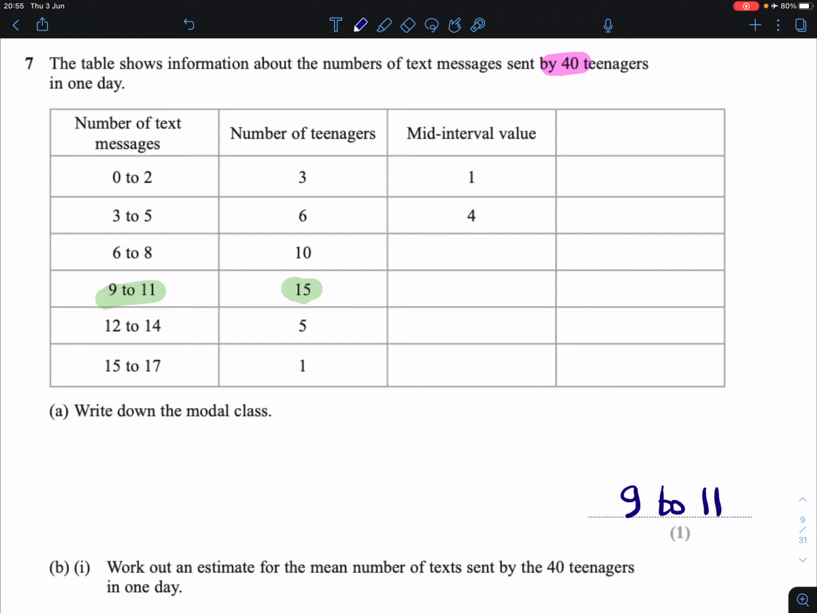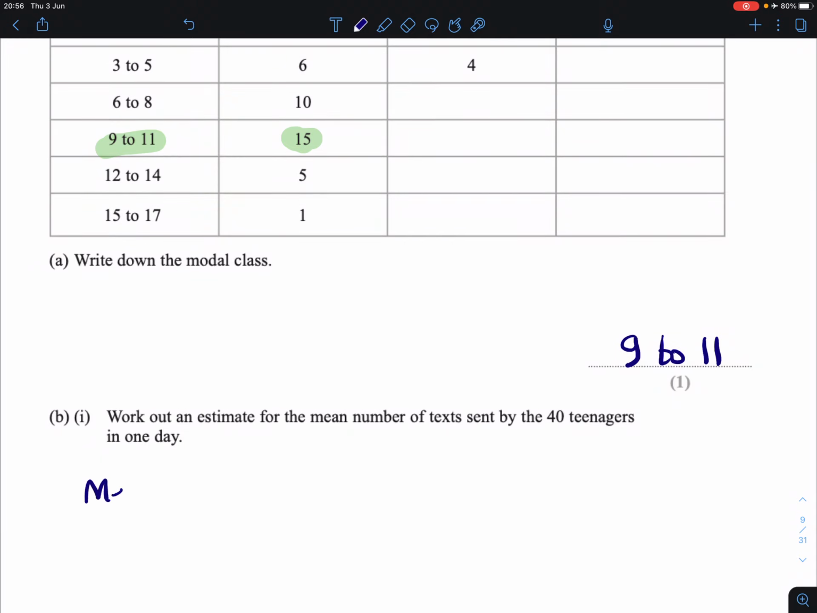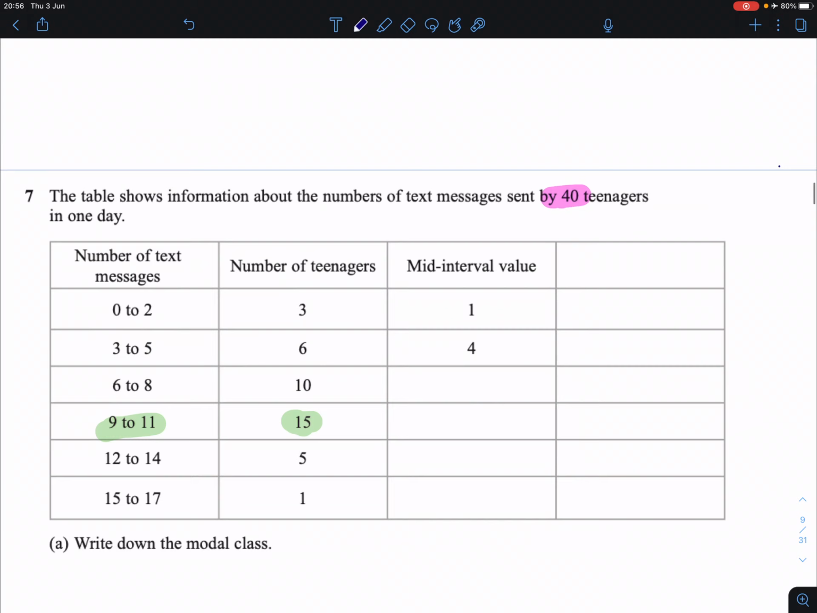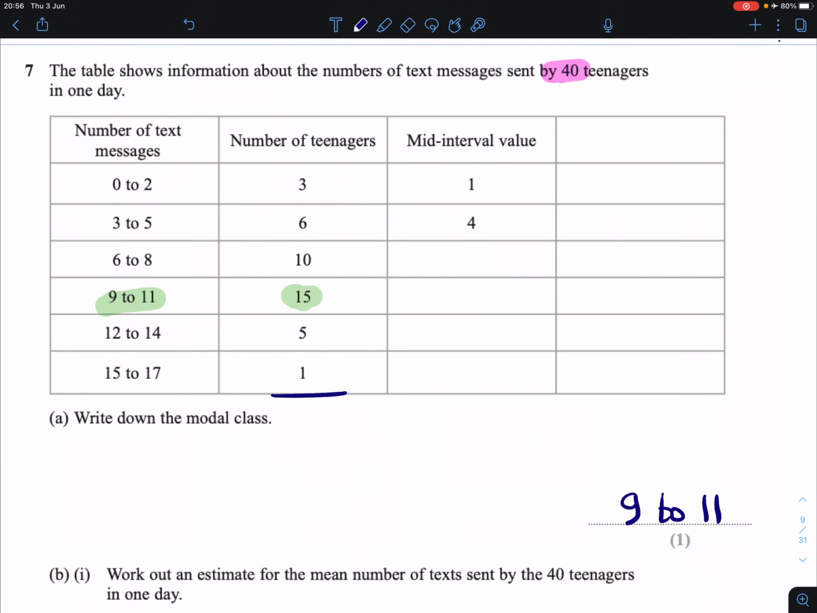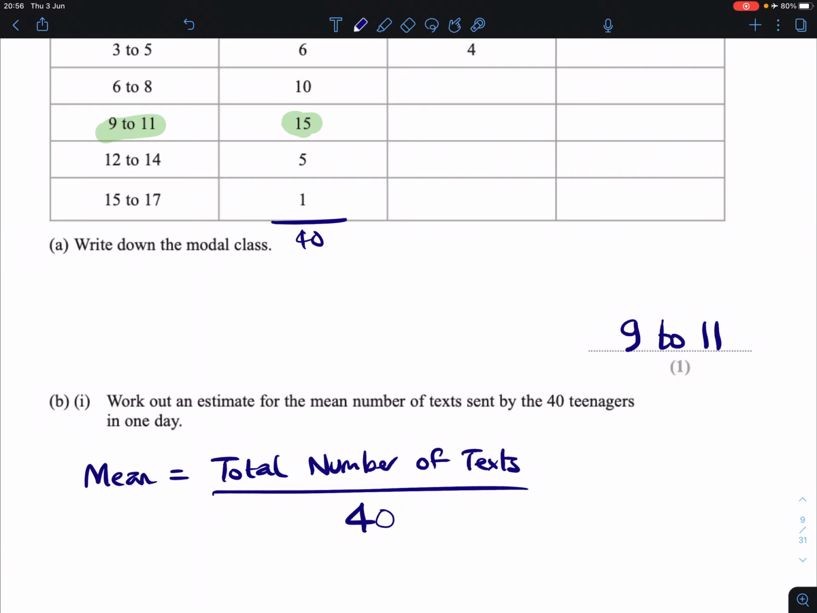modal class. B part 1, work out an estimate for the mean number of texts sent by the 40 teenagers. Well, mean, we need to get the total number of text and divide it by the total number of teenagers. Now we already know the total number of teenagers. That number was given to us in the question itself, 40. But if you wanted to know another way that we could get it, it would be to add together all of the teenagers here to get 40. So 40 is going to be our number that's on the bottom.